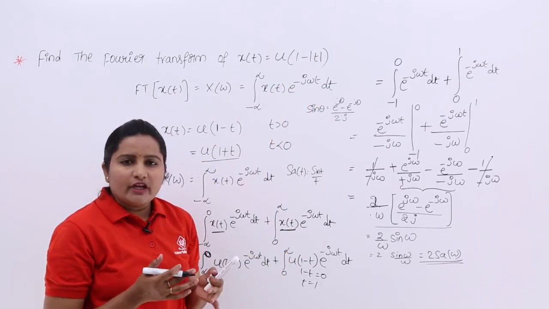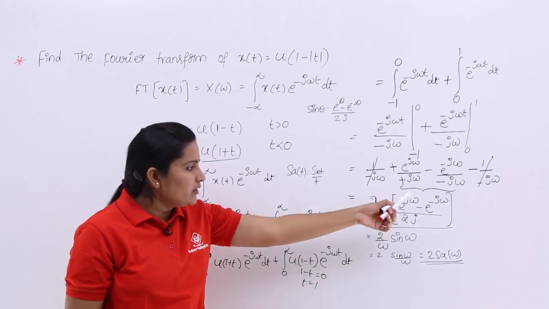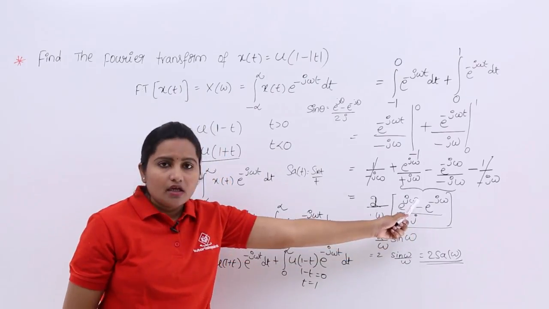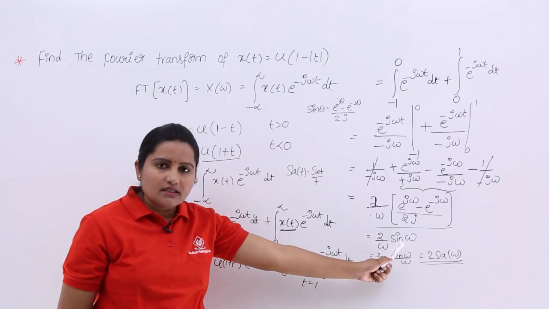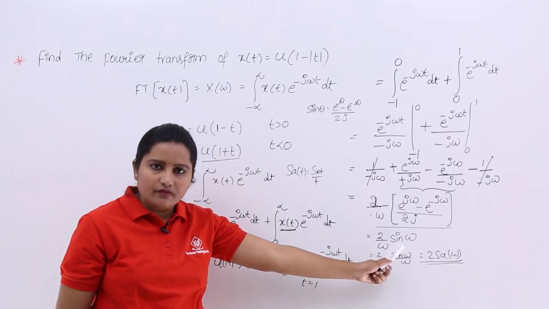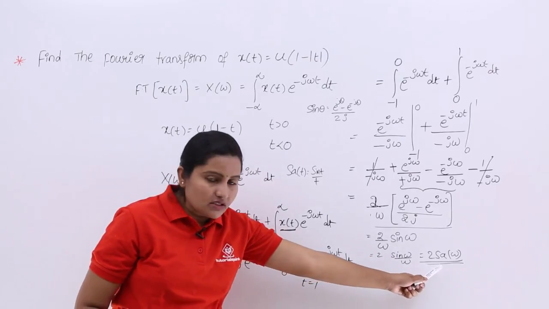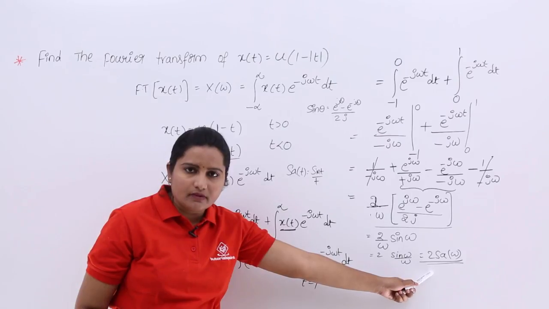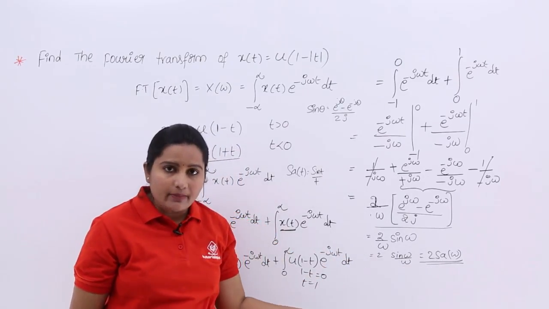The Fourier transform can be given as anything in the options; they may give it in exponentials. If they give it in exponentials, this will be your answer in exponentials. If they give it in sine, this will be your answer, the Fourier transform of u of 1 minus modulus of t in sine. Your answer in terms of the sampling function should be 2 SA of omega.